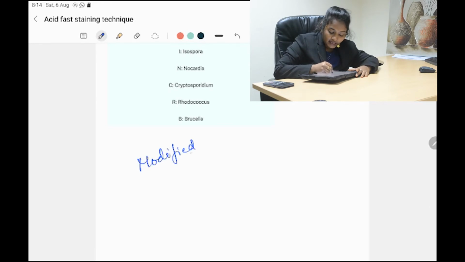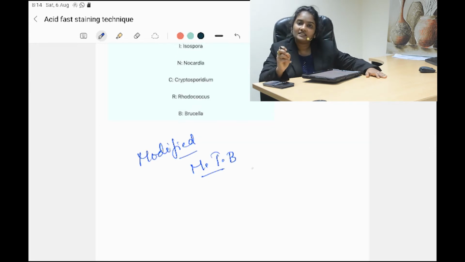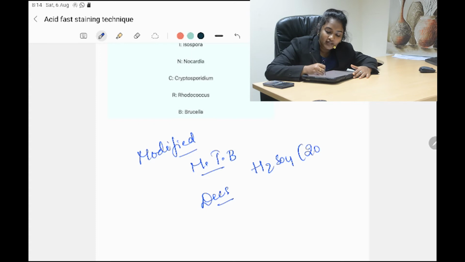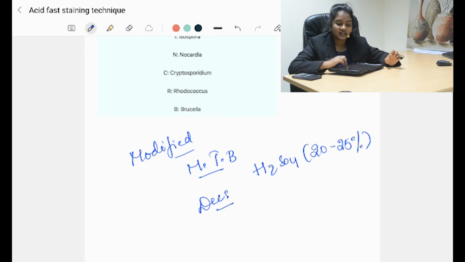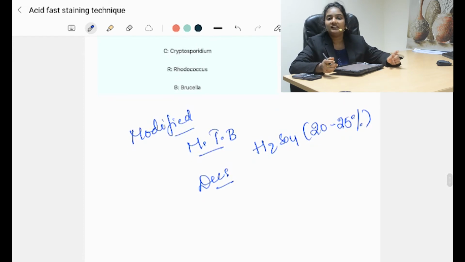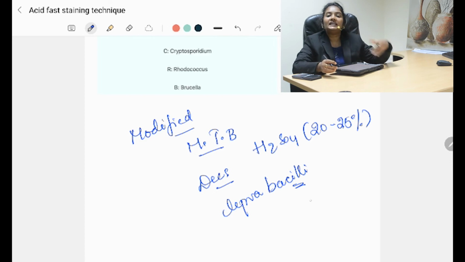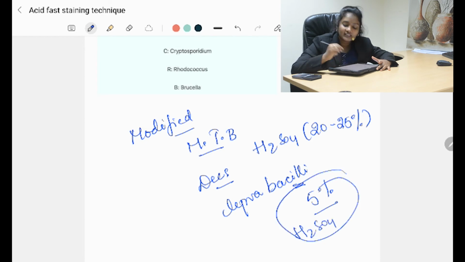In Mycobacterium tuberculosis, we use a decolorization agent, that is alcohol with sulfuric acid, H2SO4, as the decolorization agent at 20 to 25%. Mycobacterium tuberculosis and lepra bacilli both have the same mycolic acid, with high waxy content, fatty acid and lipid also. But the only difference is that the lepra bacilli cell wall can be decolorized easily, and it only requires 5% sulfuric acid. This is what Ziehl and Neelsen modified in acid fast staining.